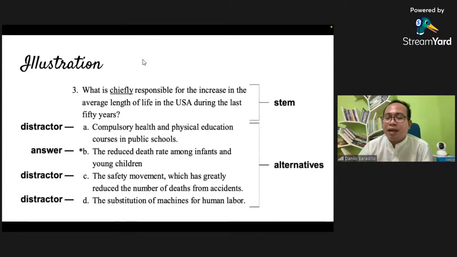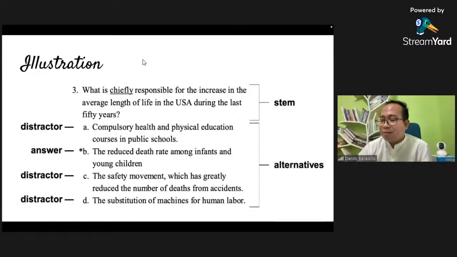So the stem is the question. What is chiefly responsible for the increase in the average length of life in the USA during the last 50 years is our stem. And A, B, C, and D are called the alternatives, or simply the choices. But these choices have to have distractors. The distractors are the wrong answers placed in the choices or in the alternatives. And then there is, of course, the right answer from there.